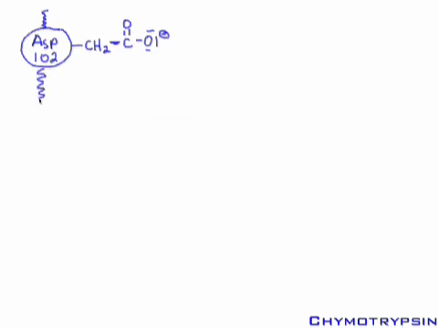Next, we have a large circle representing histidine. Histidine is found at residue 57. Oh, so we're going backwards. Well, not really, and you'll see in a moment. Histidine can tautomerize, so it has various structures. There are 2 tautomers of histidine. We're going to draw one of them.